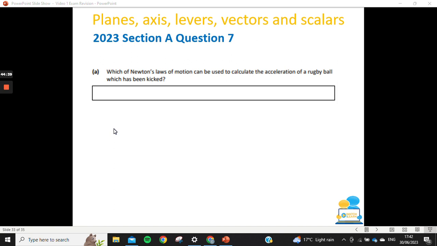So again, we'll know that this will be Newton's second law, which is force equals mass times acceleration. So in order to calculate the acceleration, if we had the force and the mass, we would be able to calculate the acceleration of the rugby ball. So that law of motion, Newton's second law, would allow us to do so.